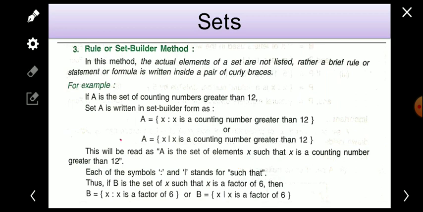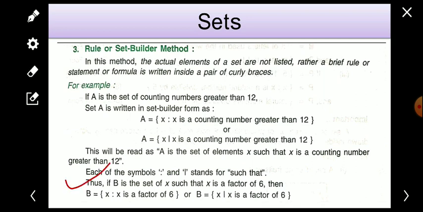So how will we read this set? This set will be read as: A is the set of element x such that x is a counting number greater than 12. So like this we will represent it, and we have understood that these two symbols are read as "such that".